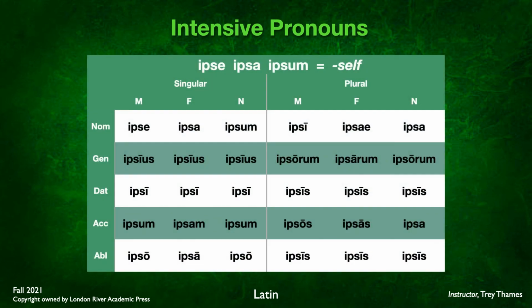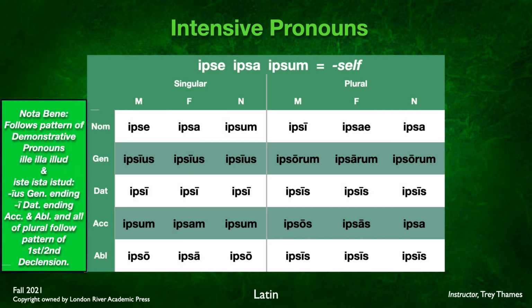Now, here's the chart. Ipse, ipsa, ipsum. Nota bene, this is going to follow the pattern of the demonstrative pronouns ille, illa, illud, and iste, ista, istud, where in the genitive we have an ius ending across masculine, feminine, neuter, singular, and we have an i ending in the dative, singular, masculine, feminine, and neuter. But the rest of the forms, accusative and ablative singular, and all the plural, simply follow the pattern of first and second declension nouns and adjectives.